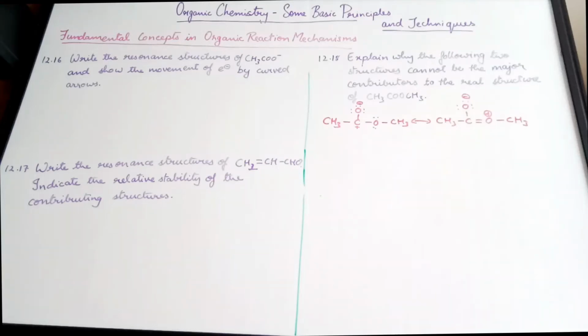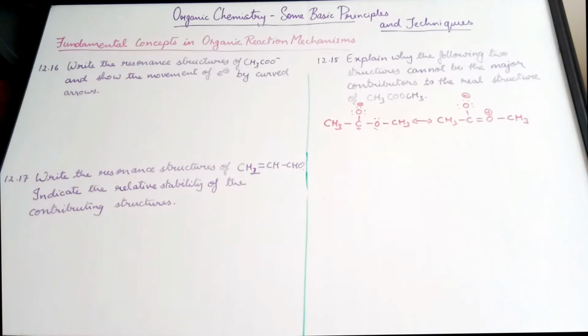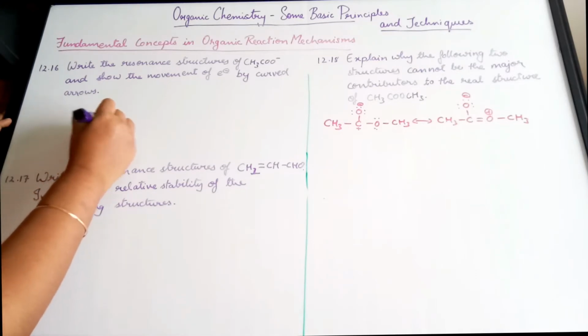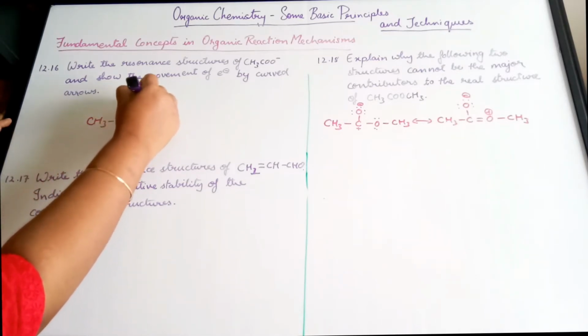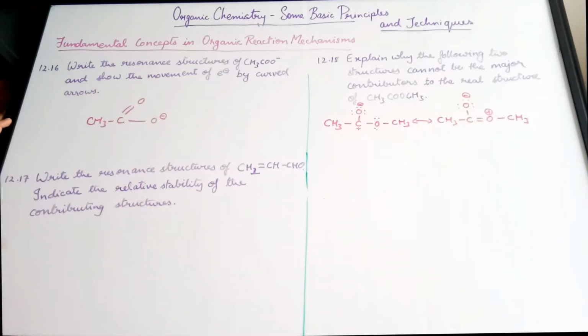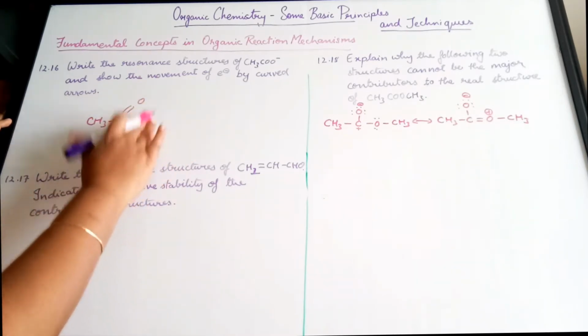We are solving some in-text questions. 12.16: write the resonance structure of CH3COO minus, and we need to show the movement of electrons by curved arrows. So CH3COO minus is CH3CO and O minus. So let's write the electrons which are present.